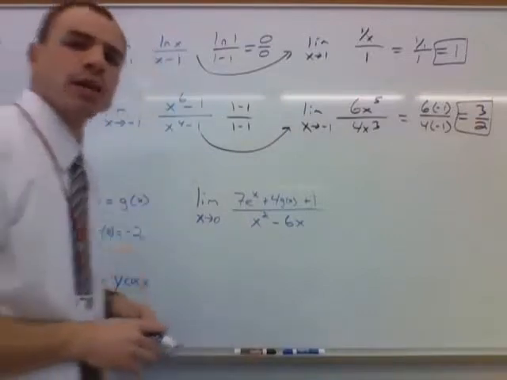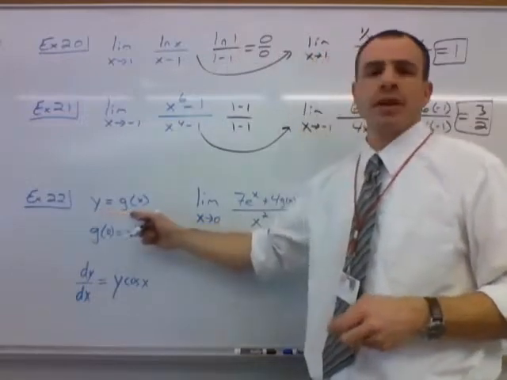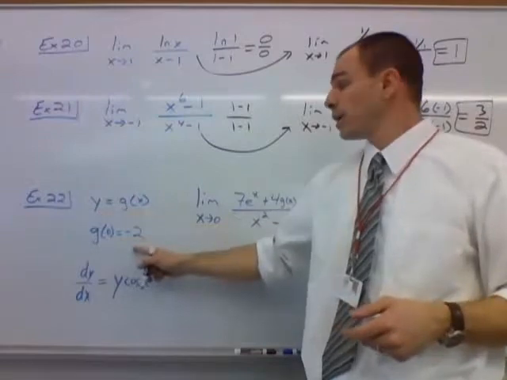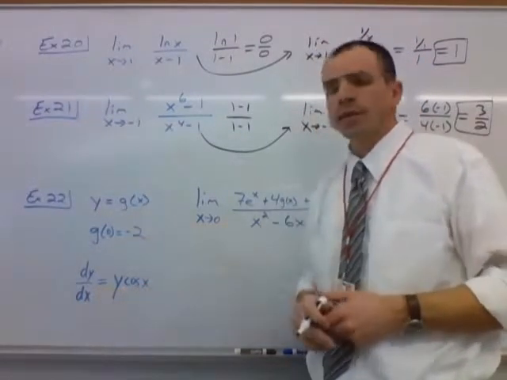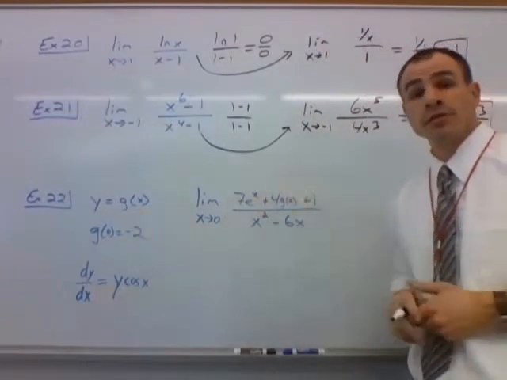Finally, we have one that's a little more challenging. Example number 22. We see here that y is a function of x, function g of x. y is equal to g of x. g of 0 is equal to negative 2. And the derivative of y is y times cosine of x. We're asked to find the limit as x approaches 0 of this expression.